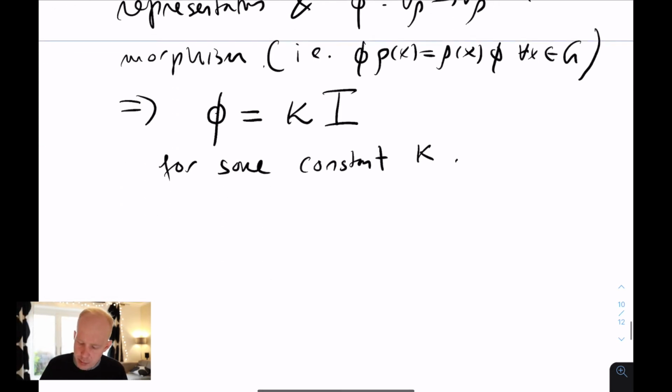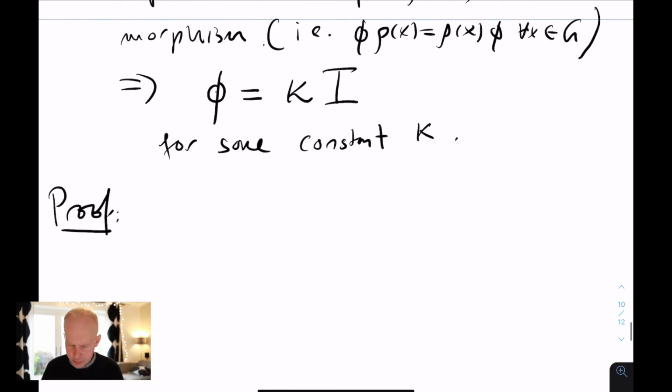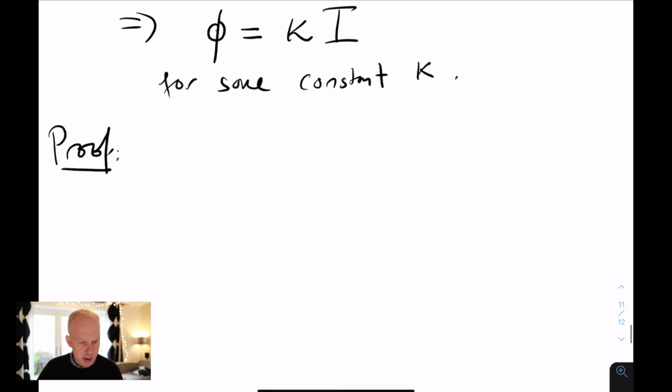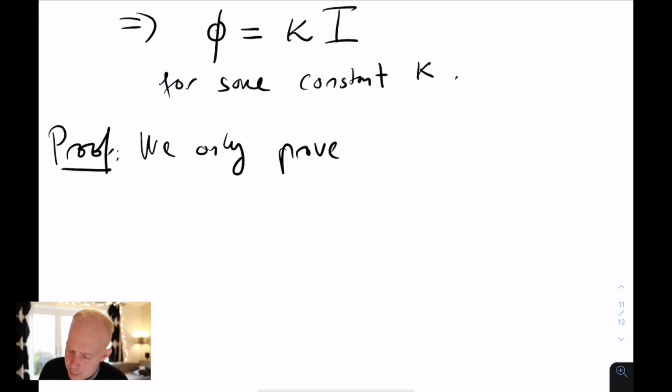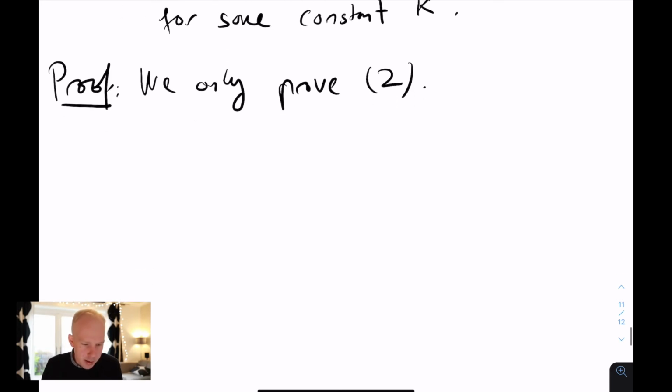So let's do the proof. The proof goes as follows. We only prove this part 2. Part 1 actually has a very similar proof to part 2, with the two different representations. So we just prove part 2, and I'll leave it to you to check how to use the similar idea in the proof of the first one.